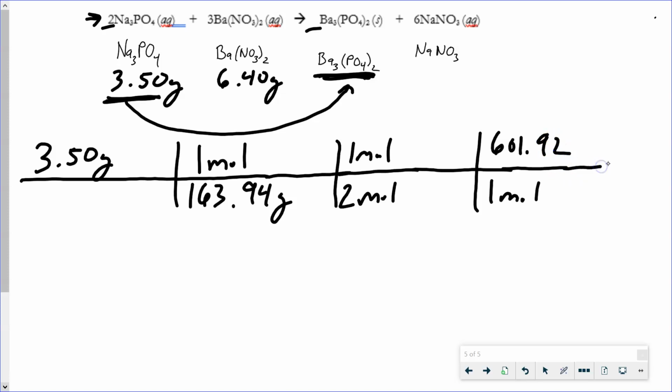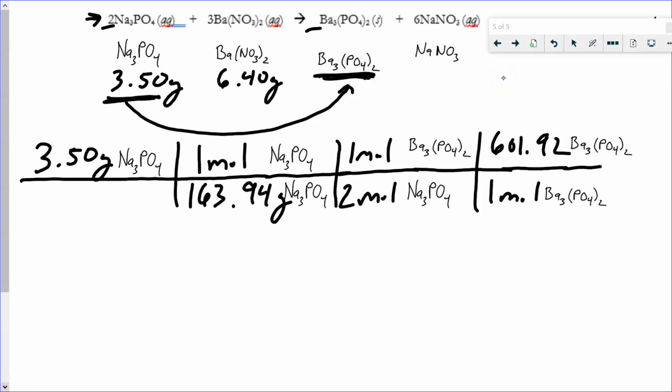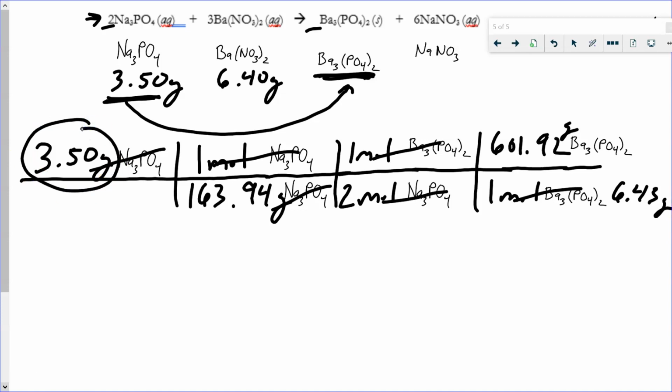Alright, I'm going to pause and put my units in here. Alright, this is what it looks like with the units. So I'm just going to cross these off. Grams of sodium phosphate cancels. Moles of sodium phosphate cancels. We go to moles of barium phosphate and that cancels. And we're left with grams, which I didn't write in there, of barium phosphate. When we calculate that out, it's about 6.43 grams of the barium phosphate that would be produced from this much of the sodium phosphate.